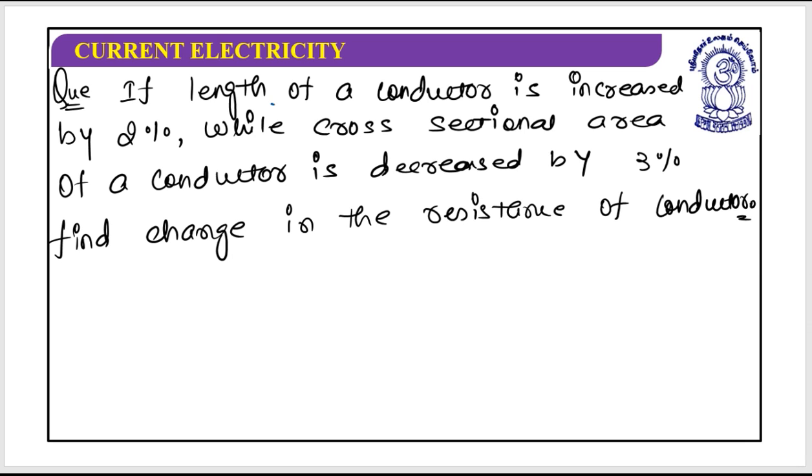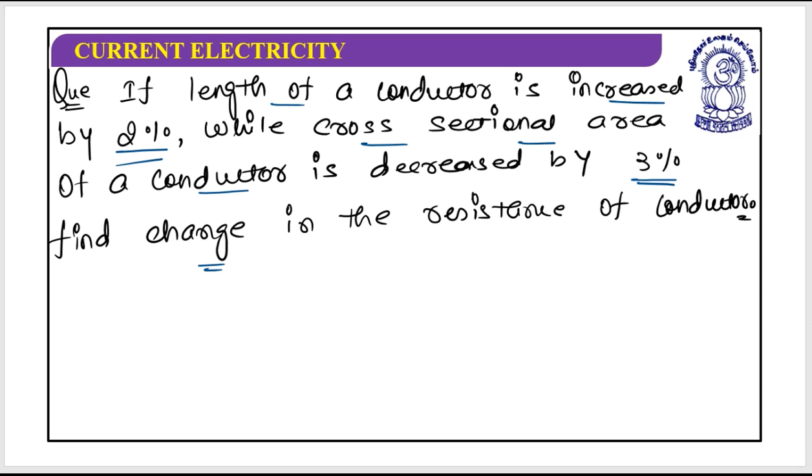As the data says, the length of a conductor is increased by 2%, but the cross-sectional area is decreased by 3%. We need to find the change in the resistance of the conductor. Now, how should you do this? First, tell me, can you consider that your volume remains constant? No, absolutely not, because they said that length is increased and cross-sectional area is decreased by different percentages. So you cannot assume that the volume remains constant.